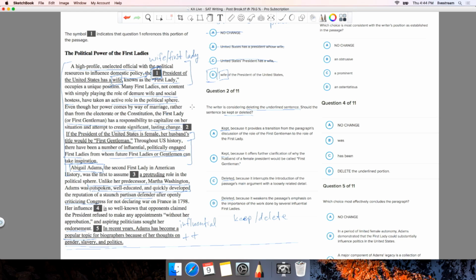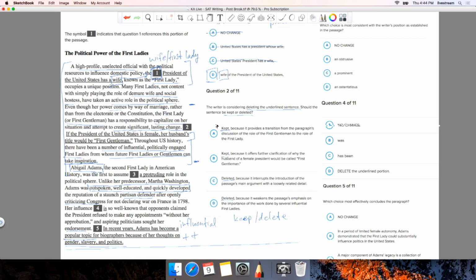So let me just read from here, about here down to here. So even though her power comes by way of marriage rather than from the electorate or the Constitution, the First Lady or First Gentleman has a responsibility to capitalize on her situation and attempt to create significant, lasting change. If the President of the United States is female, her husband's title would be First Gentleman. And then I say throughout history, there have been a number of influential or politically engaged First Ladies from whom we can draw inspiration.